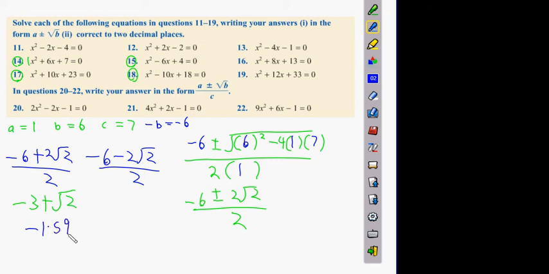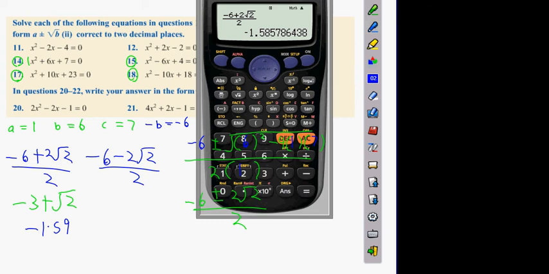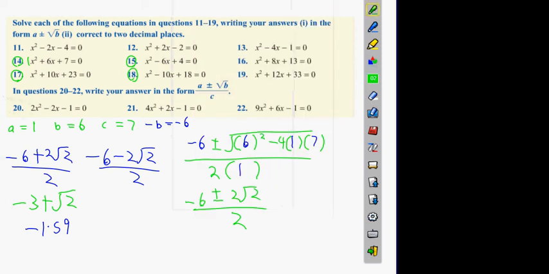The answer to the next one is not that. You have to do the same thing again, except this time don't redo all your work. You've done a lot of work there, so just keep pressing left until you get to the plus sign. Press the delete button, replace with minus, and then this time you get minus 3 minus root 2, which is minus 4.41. Will you call out those two answers for me again? So it's minus 3 plus root 2, which is minus 1.59, and the other one is minus 4.41.